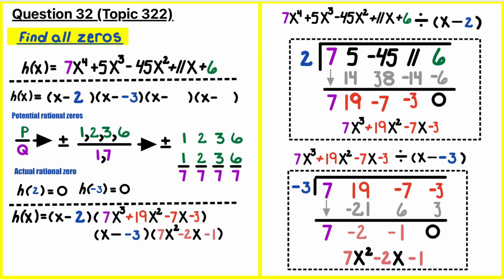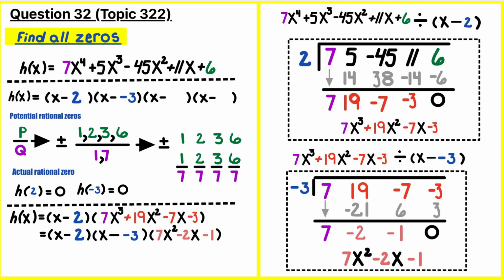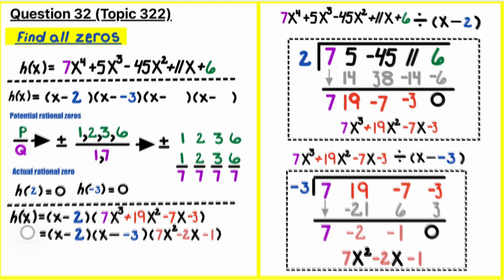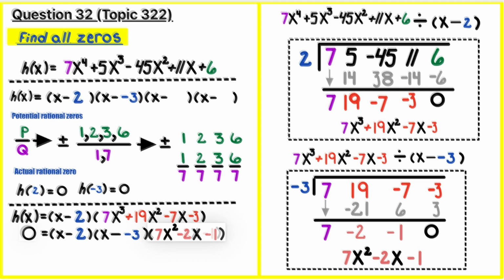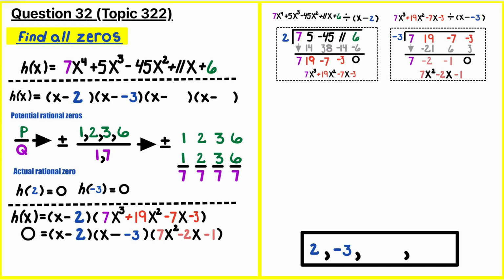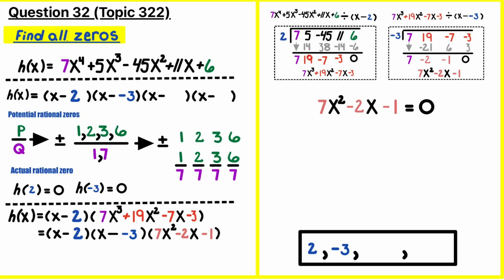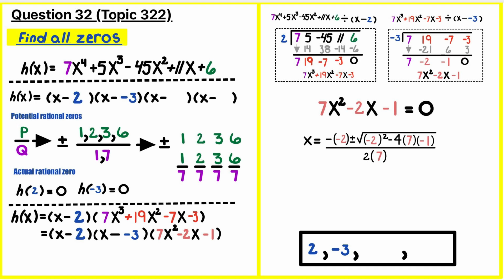So when we divide by x plus 3, we end up with the quadratic 7x squared minus 2x minus 1. This further factors h of x, which I've done here on the left. So ultimately, we have h of x broken down into x minus 2 times x minus a -3 times that quadratic. The zeros of the function are the numbers that we can substitute in for x that make this equation equal 0. We already know that if we were to substitute 2 into this equation, we would end up getting 0, and if we substitute -3, we would get 0. But now we need to figure out the quadratic.